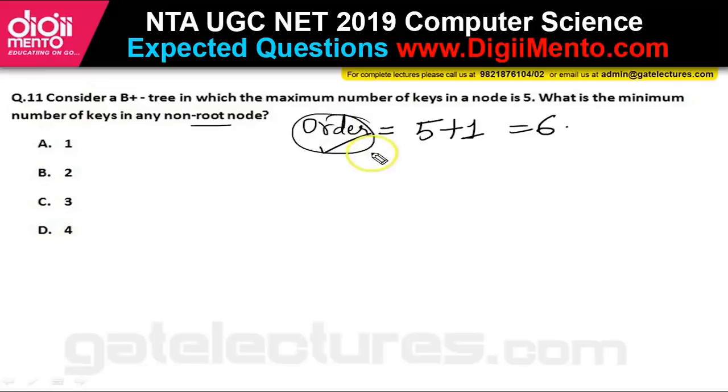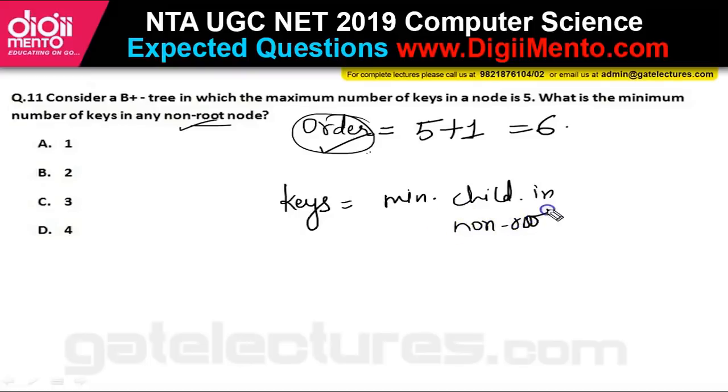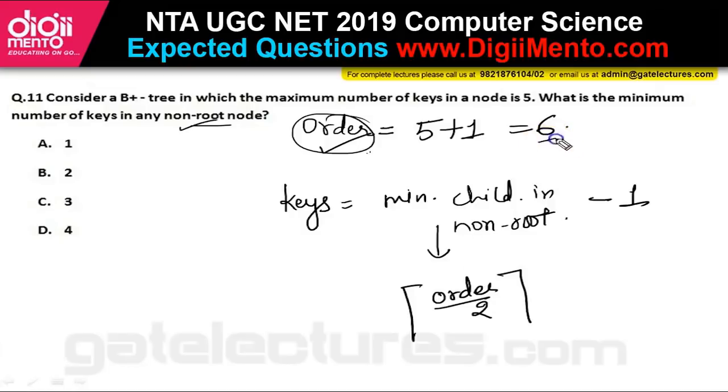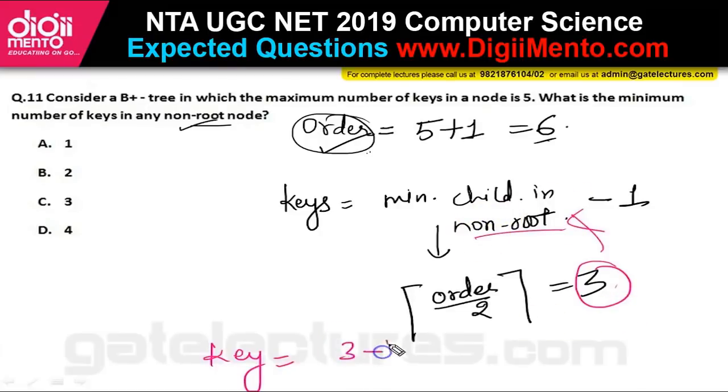So why did we calculate this order? I'll show you. What is the minimum number of keys in any non-root node? The keys in any non-root node are given by the minimum children in a non-root node minus 1, and the minimum children in a non-root node is given by this formula: order by 2, upper bound. We have order 6 here, so it equals 3. We put this value here: minimum children in a non-root node is 3, minus 1, so it is 2 here. So option B matches.